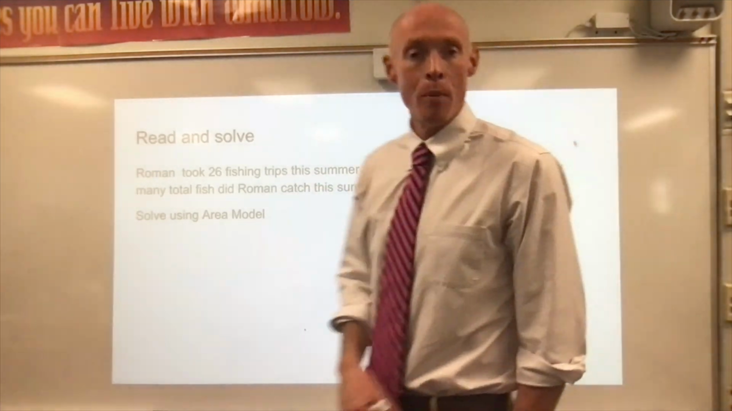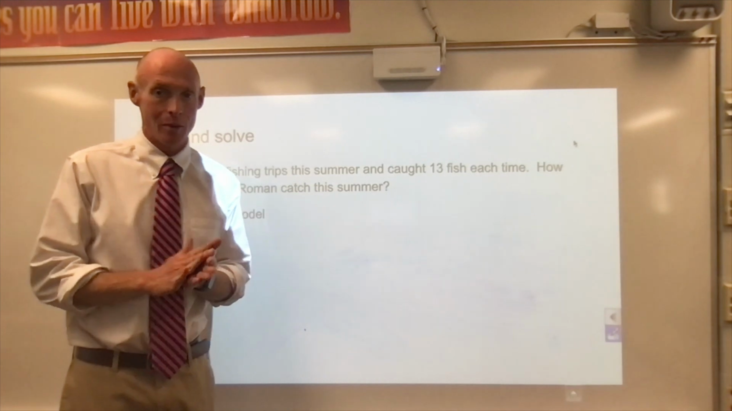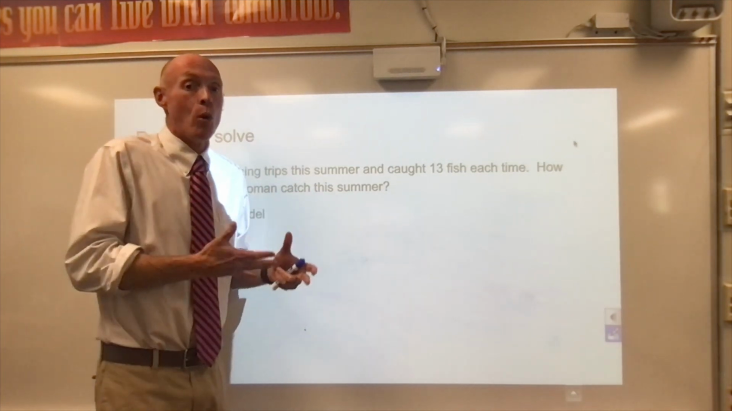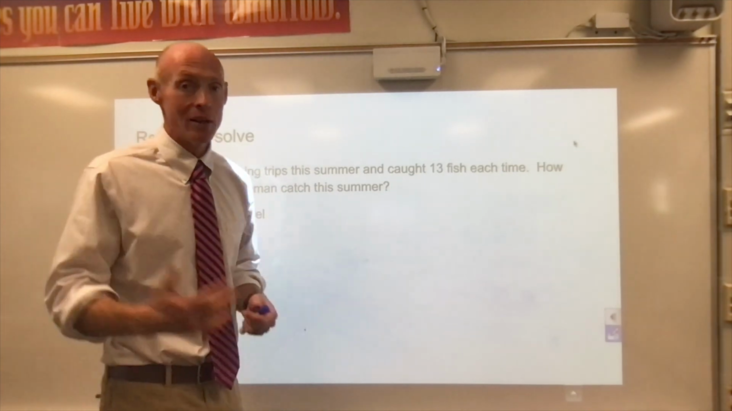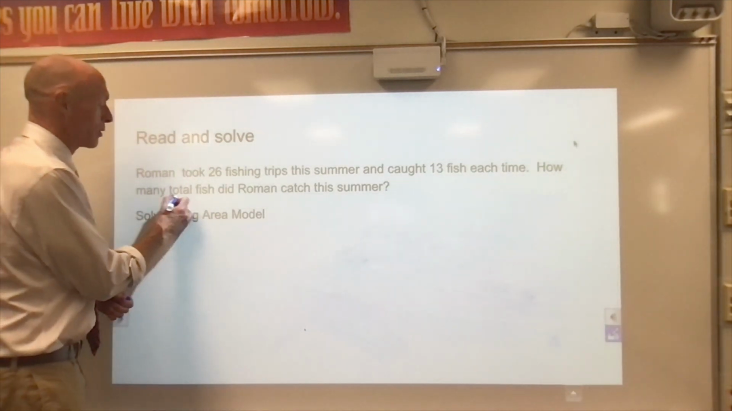Let's take a look. It says Roman took 26 fishing trips this summer and caught 13 fish each time. How many total fish did Roman catch this summer? Solve using the area model. No problem. So what we want to know is how many total fish.